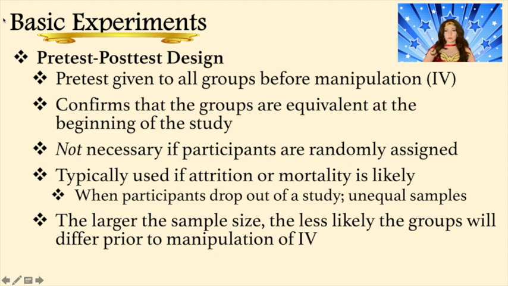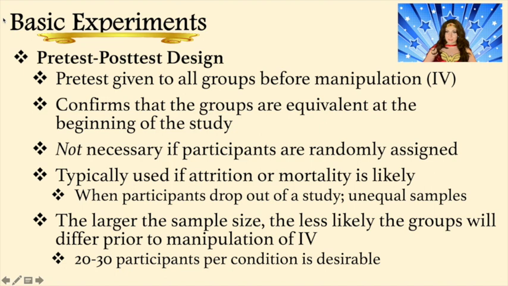Okay, so we know that we want large sample sizes, but what is that size, right? What is the desirable number of participants that we should have in our experimental design? Well, depending on how many conditions you have, the rule of thumb, the heuristic number, is typically 20 to 30 participants per condition.